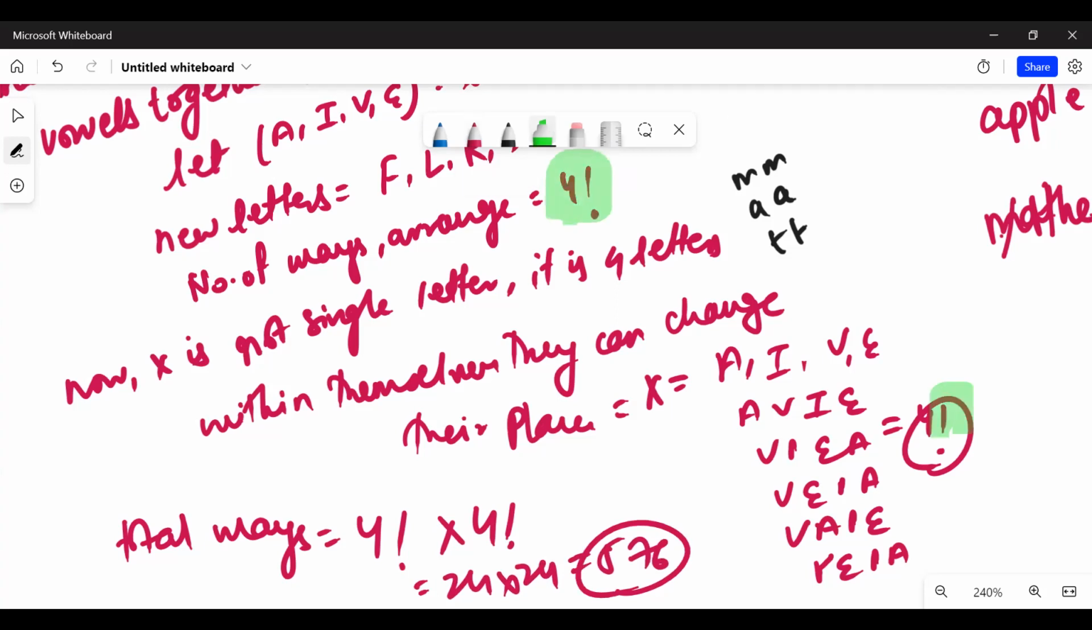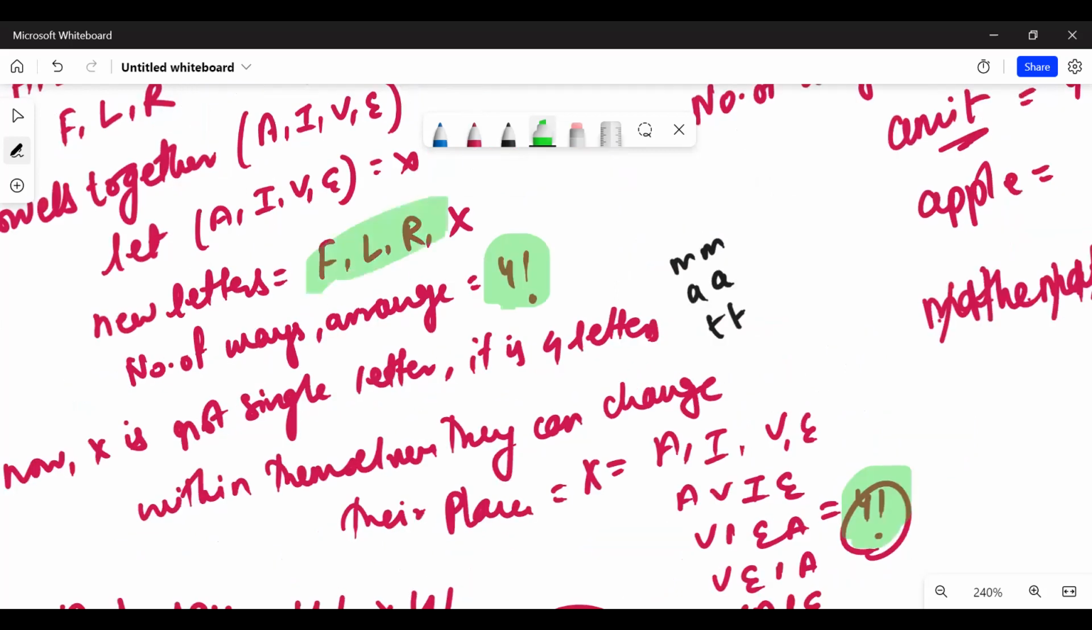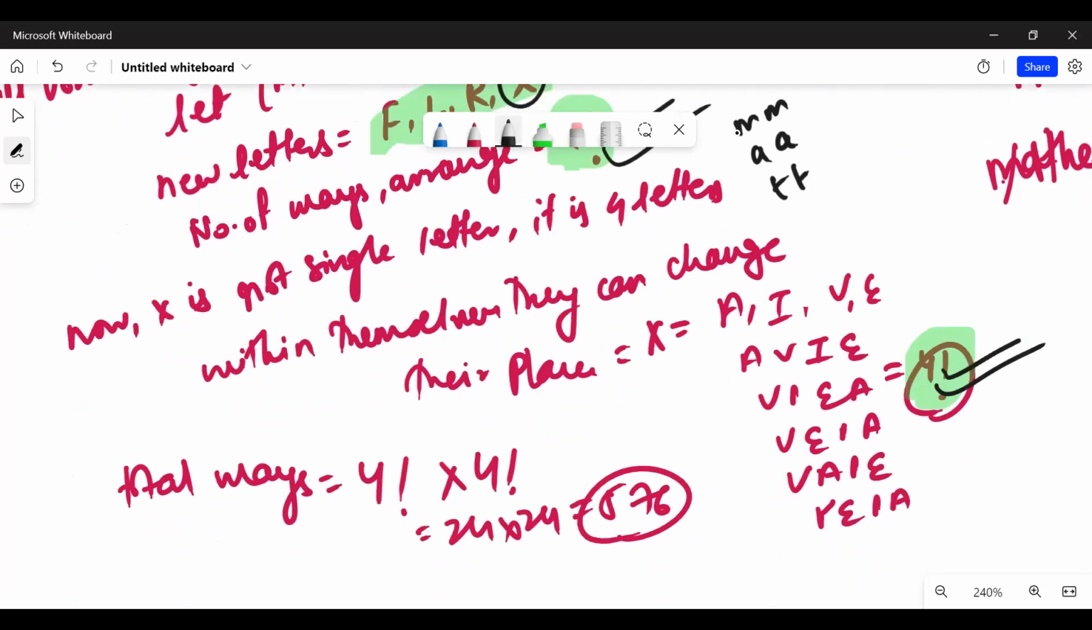This is 4 factorial, this is 4 factorial. When you had this FLRX, they can change their place in 24 ways. Now X is not an X, it is 4 letters. Again, within themselves, they can change in 4 factorial ways. So the total ways would be 4 factorial into 4 factorial, 576 ways. This kind of question is very common in exam. Answer is option A.